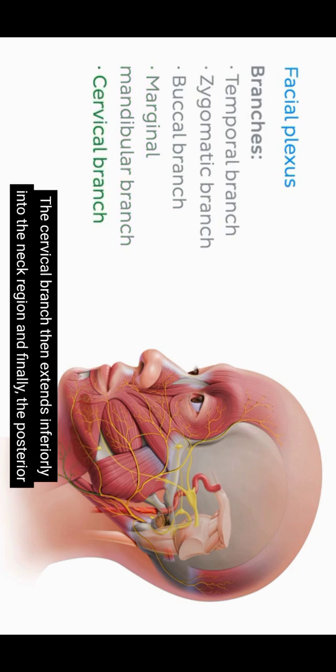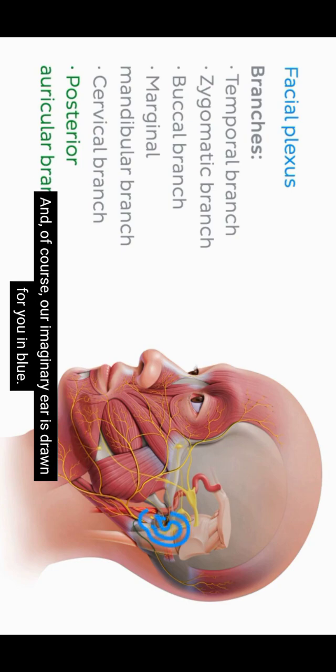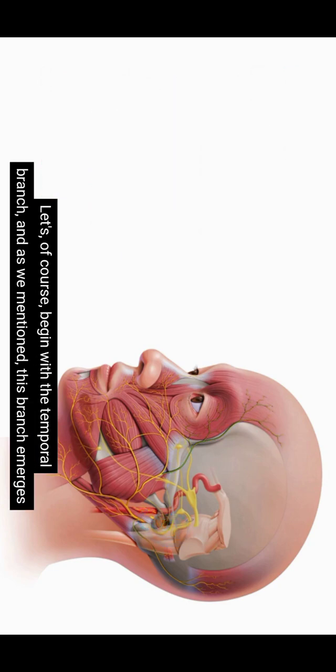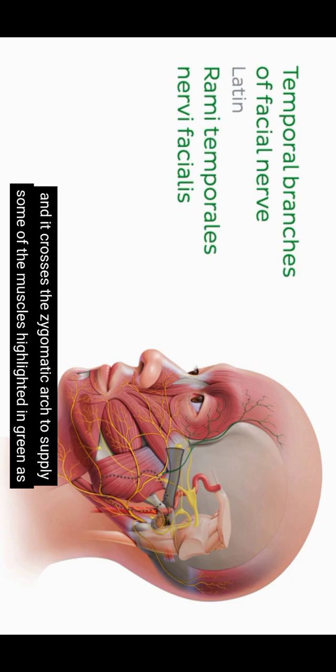The cervical branch then extends inferiorly into the neck region, and finally, the posterior auricular branch is directed posteriorly behind the ear. And of course, our imaginary ear is drawn in for you in blue. Let's of course begin with the temporal branch. And as we mentioned, this branch emerges from the superior aspect of the parotid gland and it crosses the zygomatic arch to supply some muscles.